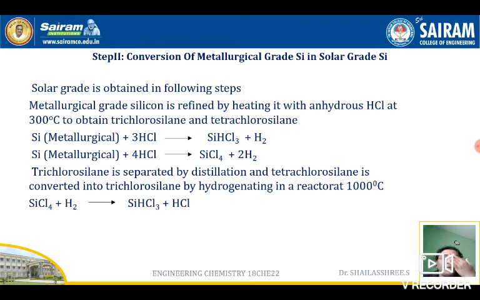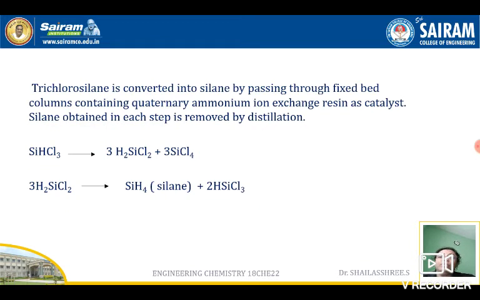Okay, so the tetrachlorosilane, when it is heated at 1000 degrees with hydrogen, we will be getting a trichlorosilane. Tetrachlorosilane in presence of hydrogen gas at 1000 degrees will give a trichlorosilane. In the next step, the trichlorosilane formed is passed through fixed bed columns. They contain ion exchange resins. What type of ion exchange resins? Quaternary ammonium ion exchange resin is used here as a catalyst.